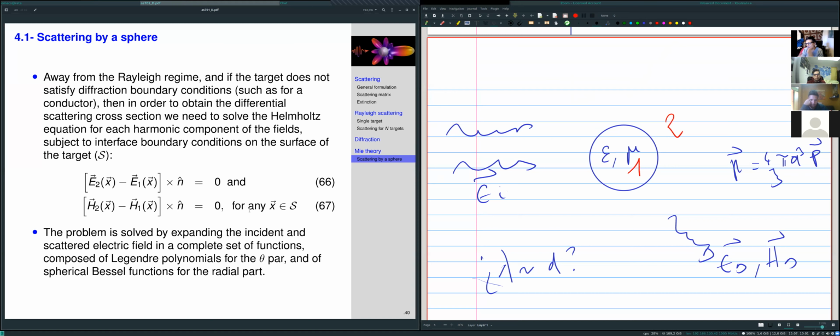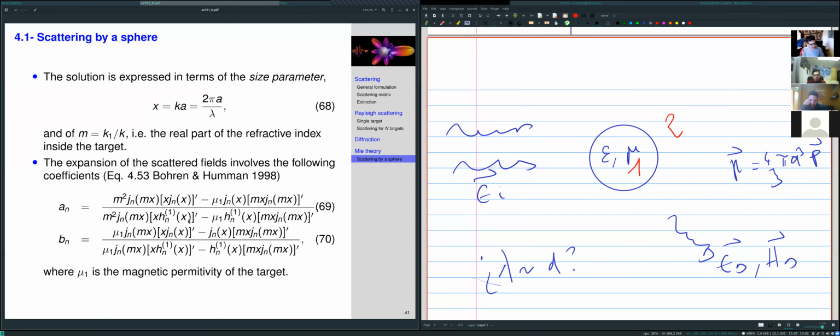When you had an interface between two dielectrics, the parallel component of D and H was continuous, and the perpendicular component of D and B were continuous. So this is what we apply here to calculate the solution of the Helmholtz equation subject to these boundary conditions. It's horrible. The solution comes from an expansion in polynomials, an expansion in series. The scattered fields are expanded into two coefficients, which depend on Bessel functions. The math behind it is quite complex, and is given in the textbook by Bohren and Huffman.